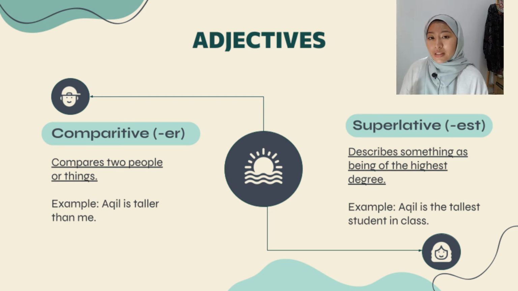By adding an -er at the end of an adjective, it immediately compares two people or things. For example, I can say that Akil is taller than me, which would mean that I am shorter than Akil, which is also another comparative.